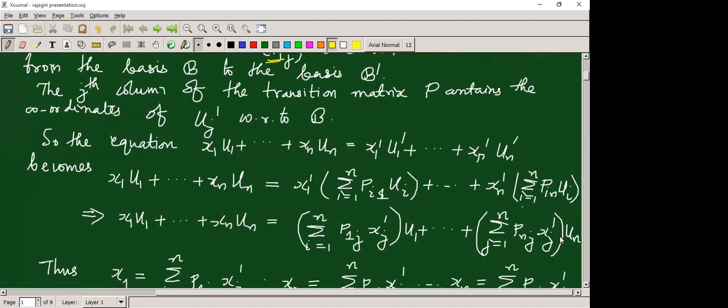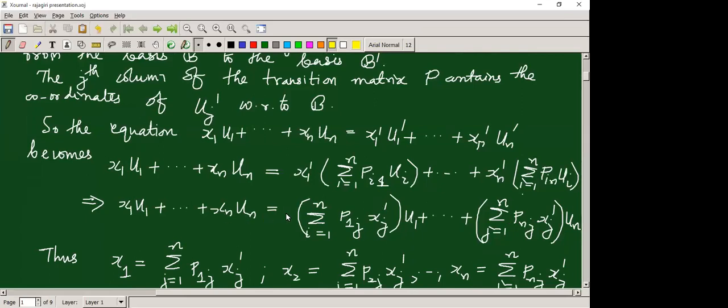So this implies x1 u1 plus etc. plus xn un is equal to, and you collect the terms containing u1. Arranging properly, the first term is P11 u1 and x1 dash is here, so the first term is P11 x1 dash. From the second term you get the second term in the sum. So the coefficient of u1 will be sigma j equal to 1 to n p1j xj dash, and so on, up to sigma j equal to 1 to n pnj xj dash un.